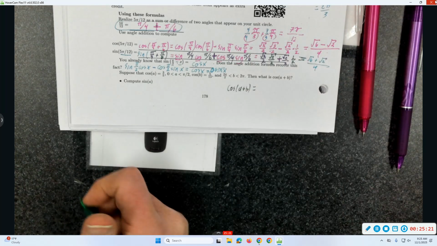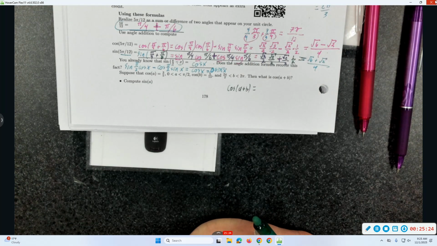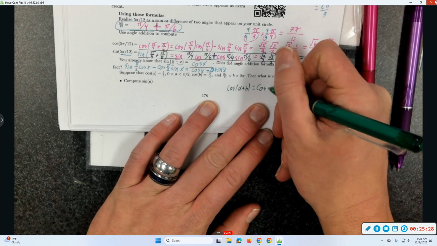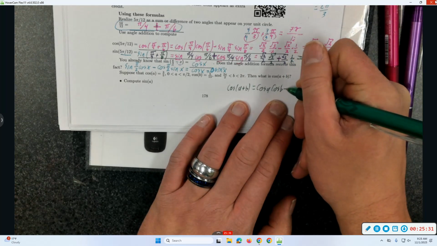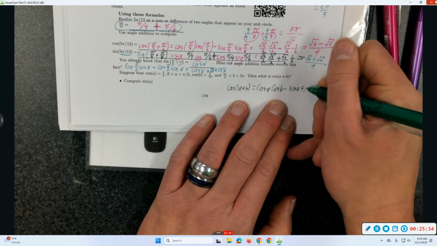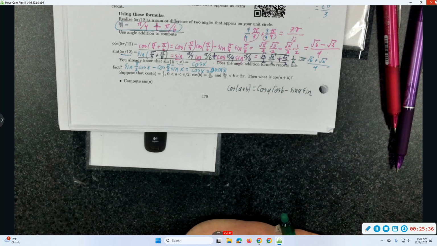What does the angle addition formula for cosine say this should be the same as? Cosine A times cosine B minus sine A times sine B. It might be useful for everyone to say that, just to reinforce it in memory. Tell me, what's the angle addition formula for cosine? Cosine of A plus B is? Cosine A times cosine B minus sine A times sine B. You harmonize very nicely.